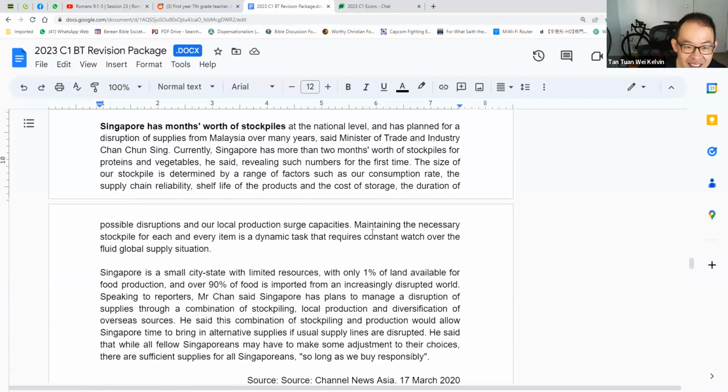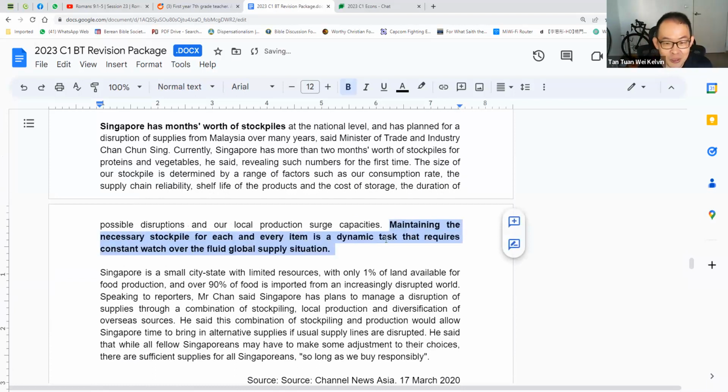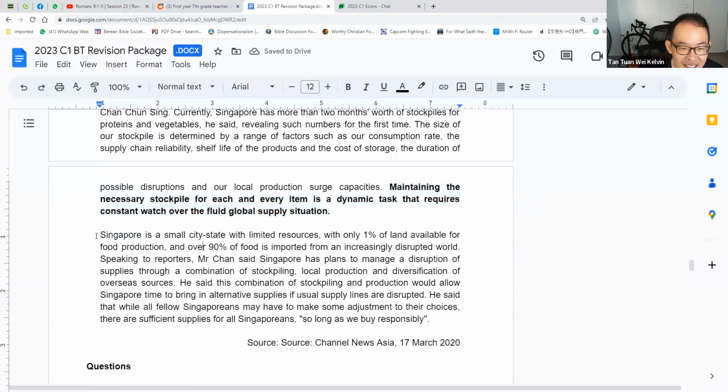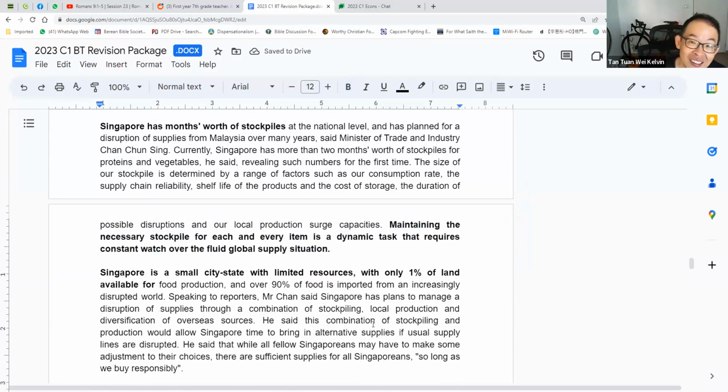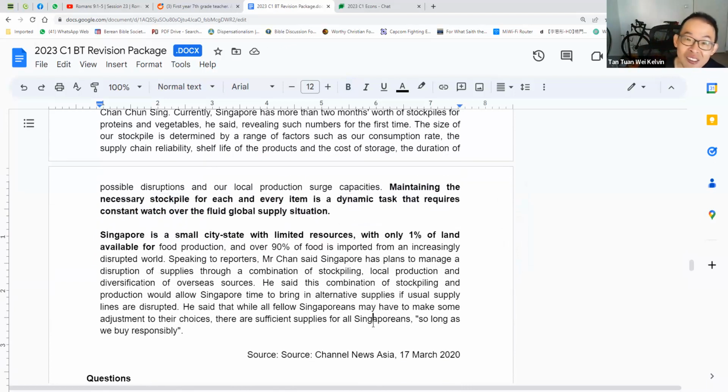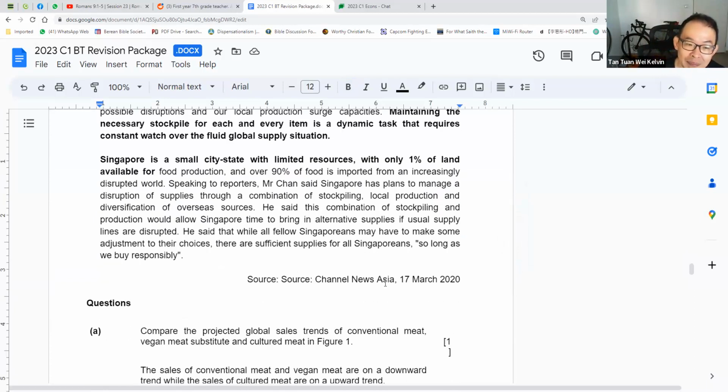Okay, so maintaining the necessary stockpile. Dynamic task, so you can use it as a form of limitation. This is another limitation, obviously, to actually stockpile, right? You need to have land. So Singapore is clearly short of land. So make sure you mention this as a possible limitation of the stockpiling.